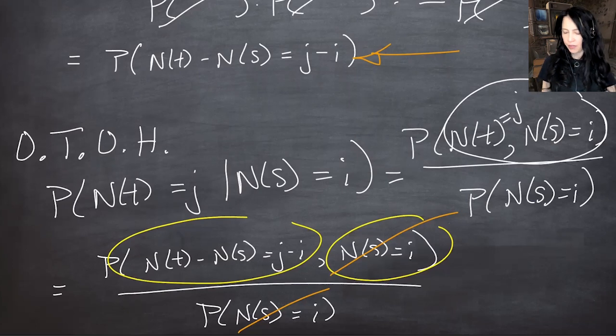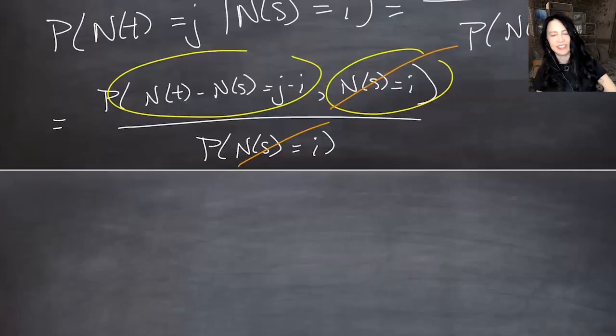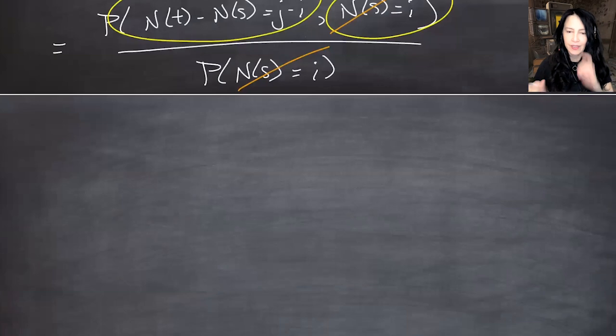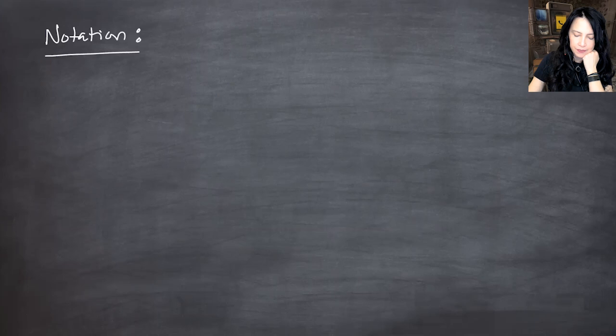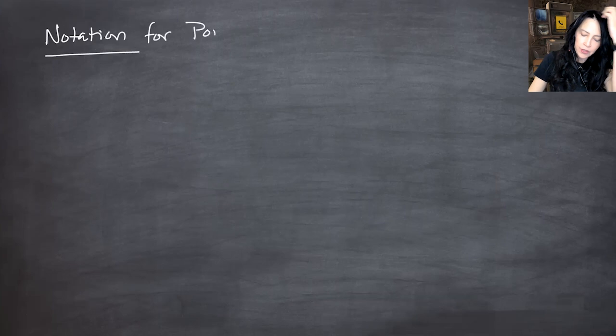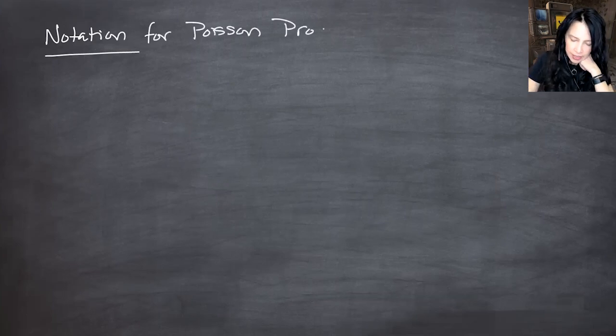Okay, let's do something a little more fun with our Poisson process. Here is some notation we're going to be using for quite a while, even after the Poisson process. This is notation for Poisson processes, let me say, because I'm going to be reusing letters that we've used before. So you do need to know the context when you see these letters.